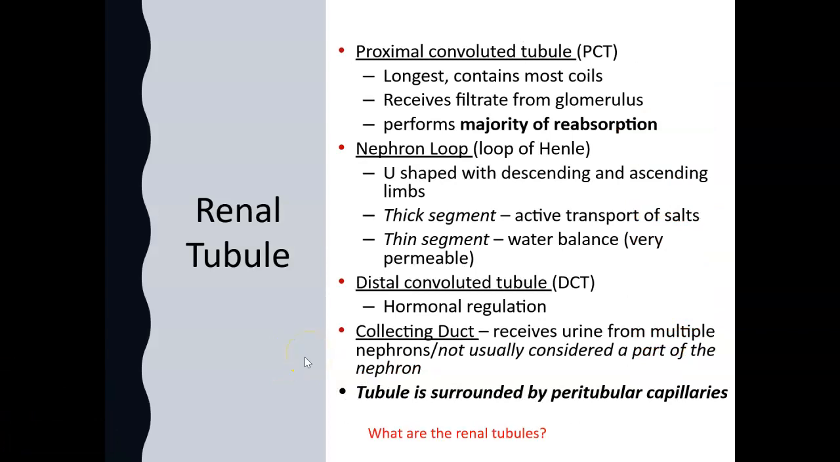Bowman's capsule, the space, opens into the tubules. They are arranged in the following order: proximal convoluted tubule, nephron loop, and the distal convoluted tubule. The collecting ducts are not part of the tubule, but they are the structures that will receive urine from many renal tubules. The function and roles each plays will be discussed in detail in the next video.